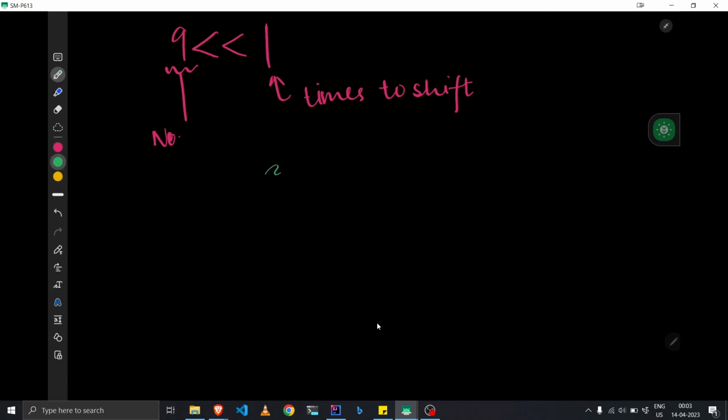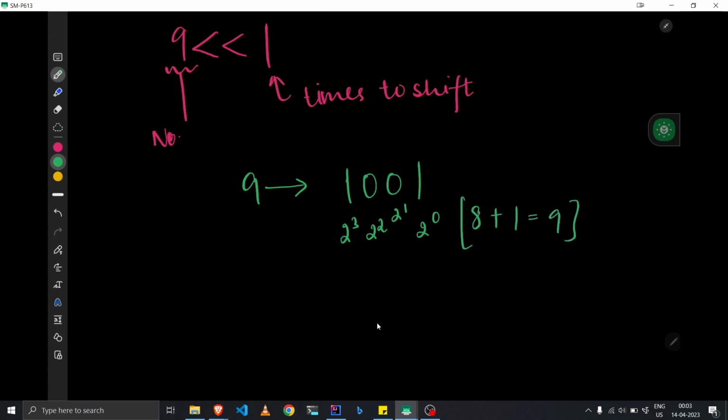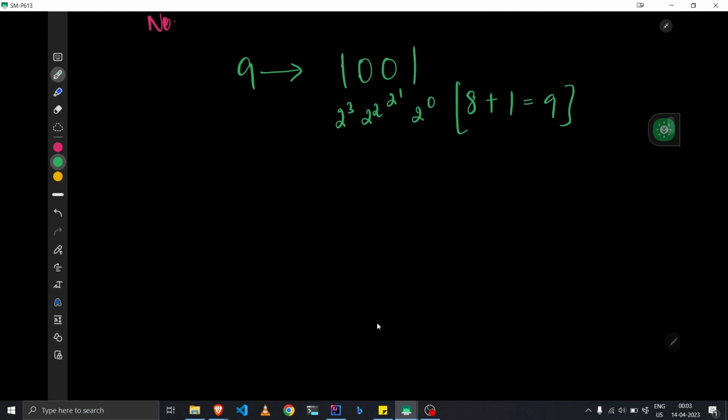Let's see, we have 9 and in binary we represent 9 as 1001. This is 2 to the power 0, this is 2 to the power 1, this is 2 to the power 2, and this is 2 to the power 3. So simply 8 plus 1, which is 9, right? This is our layman binary representation.